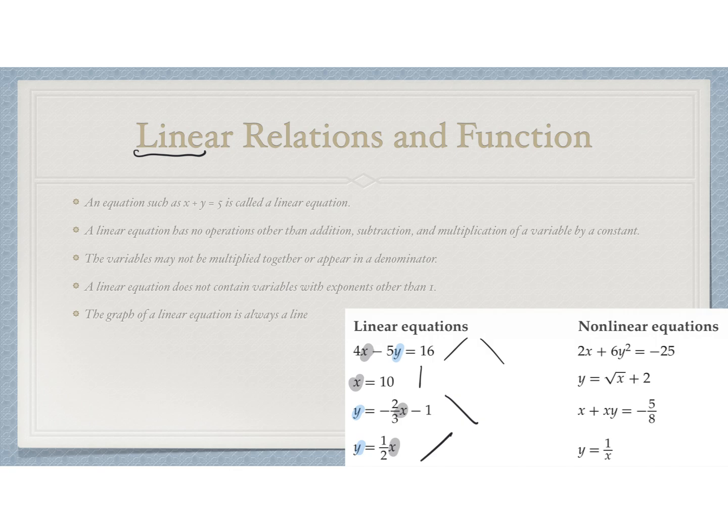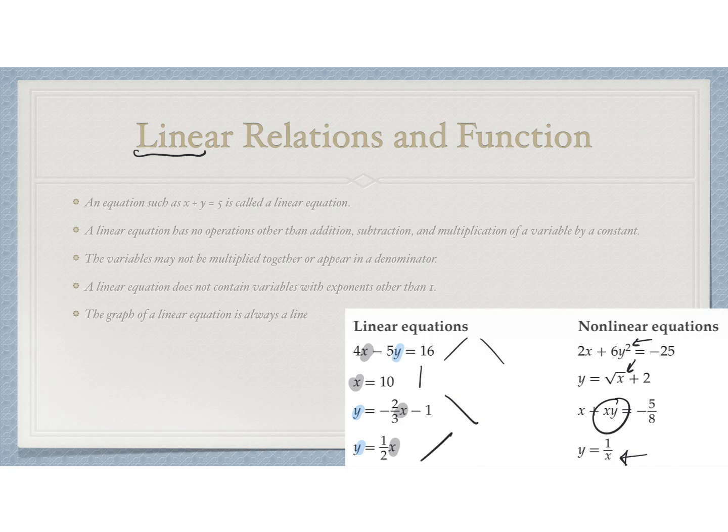Notice how in the nonlinear equations we have a square for one of the variables, a root for one of the variables, variables being multiplied together. The only way you can have a variable being multiplied by something is by a constant, which is a number. Or we have a variable at the bottom of a fraction. Those are all nonlinear equations.